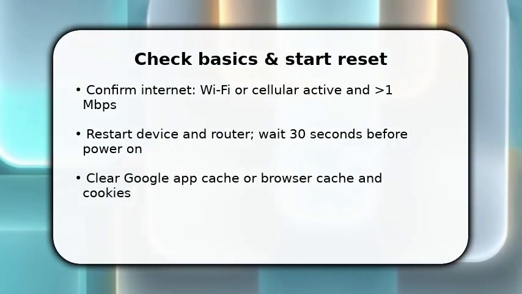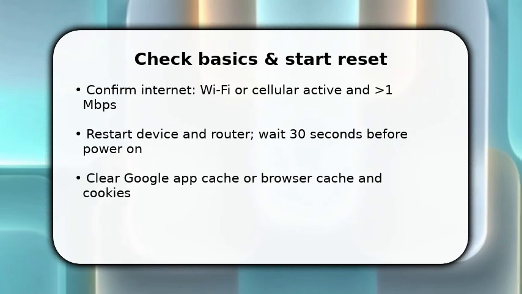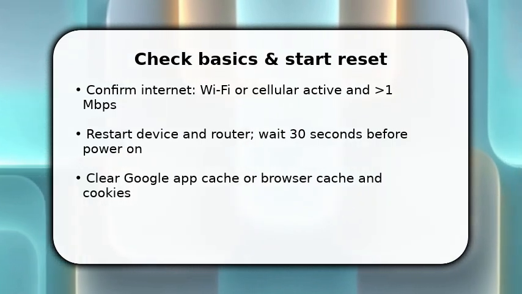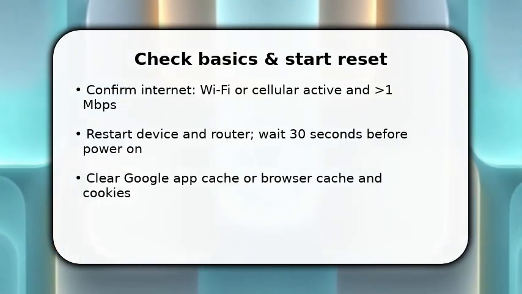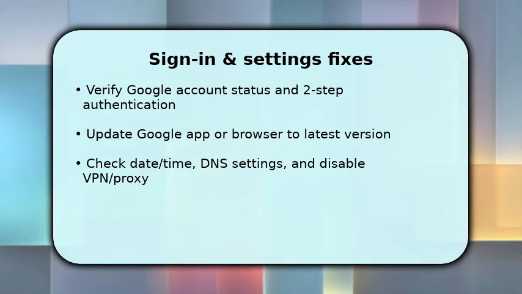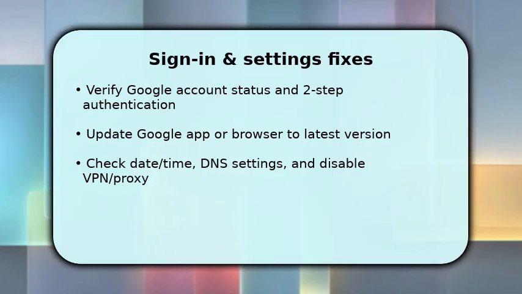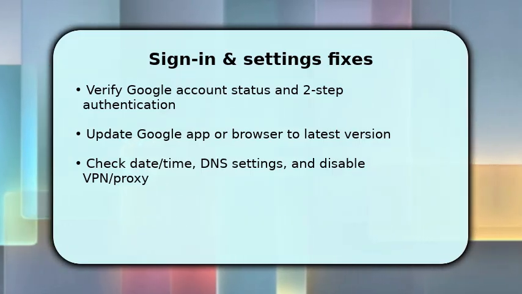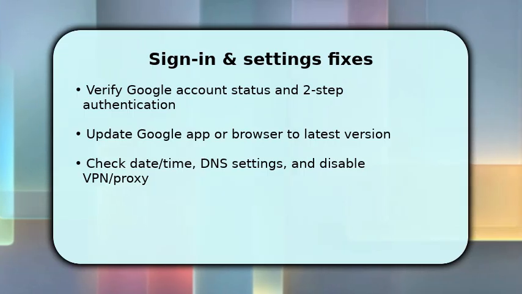Now you're ready to move into targeted fixes. Next, focus on account and system configuration, because authentication and updates are common failure points. You should sign into your Google account in a browser to check for security prompts or suspended notices, and confirm two-step verification isn't blocking access.